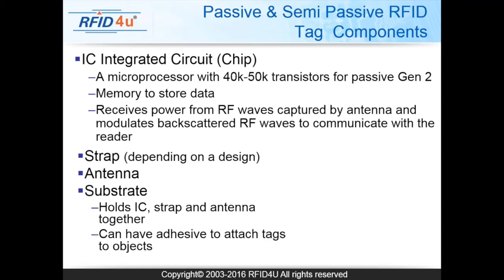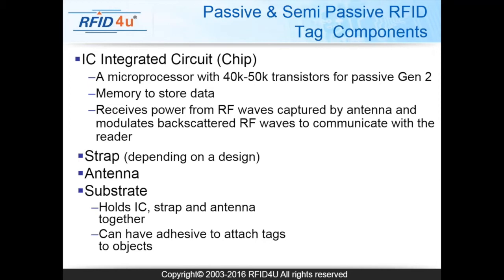Remember, the reader is sending out an RF. The antenna catches that RF, powers the chip, and reflects the wave back. That is called backscatter. So it modulates or changes the backscatter RF waves to communicate with the reader. So that's how they communicate.